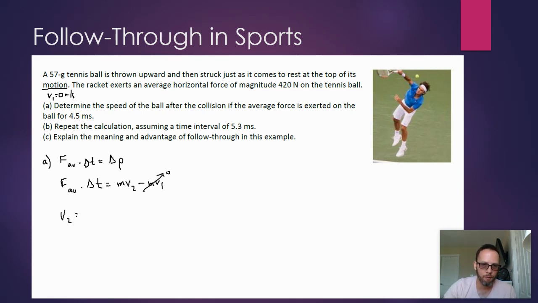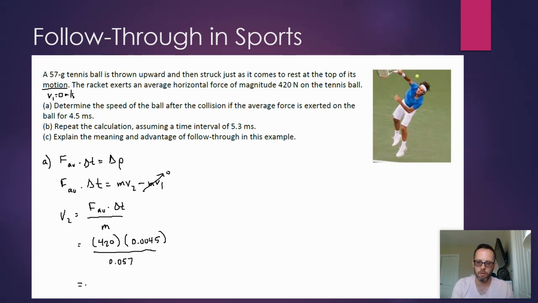So the final speed of the tennis ball will be the average force exerted on the tennis ball times the time that it's exerted, divided by the mass of the tennis ball. And we have all those things. So 420 newtons, 4.5 milliseconds is 0.0045 seconds, and 57 grams is 0.057 kilograms. Just being careful that those are all in our standard units: newtons, kilograms, seconds, meters, etc. So 420 times 0.0045 divided by 0.057.